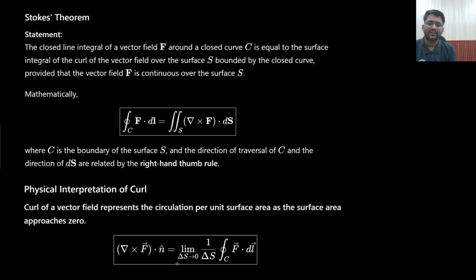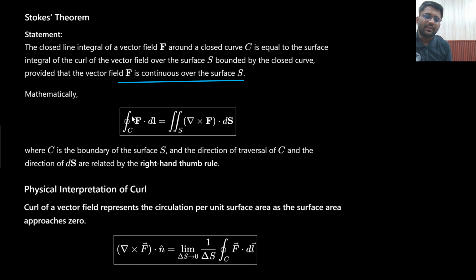Next statement is written. Okay, let's hide this. Let's not read this one as of now. What is the meaning of curl here? Let's read the statement. The closed line integral of a vector field F around the closed curve C is equal to the surface integral of the curl of the vector field over the surface S bounded by the closed curve, provided the vector field F is continuous in the surface S.